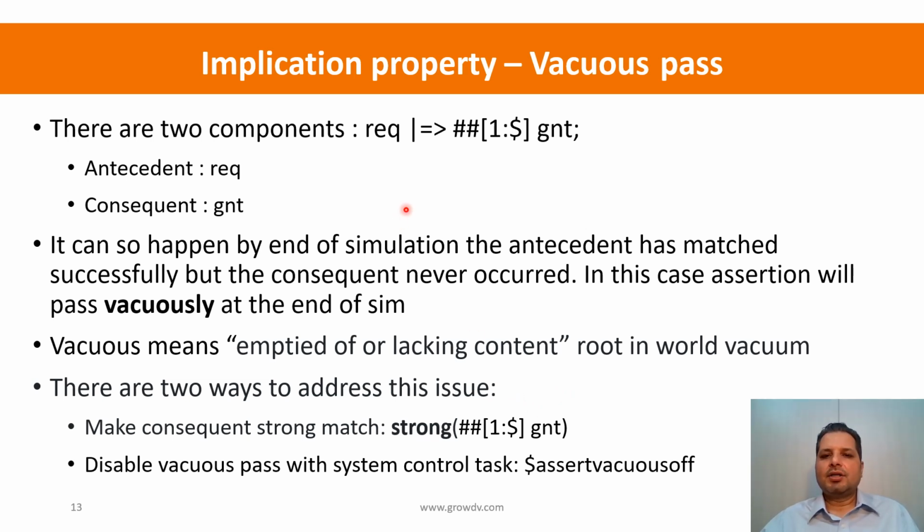But by default, this consequent has a weak type of match requirement. We will see what is strong versus weak in a bit more detail in future, but just keep this point in mind: when you have an unbounded range, it can happen that a property might show as a pass but it has not really passed, leading to false coverages.